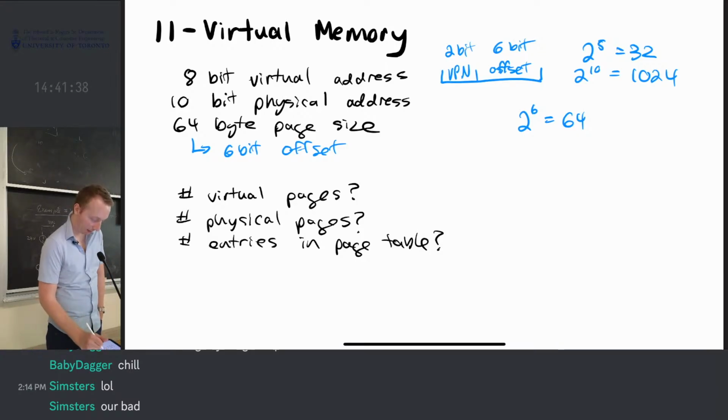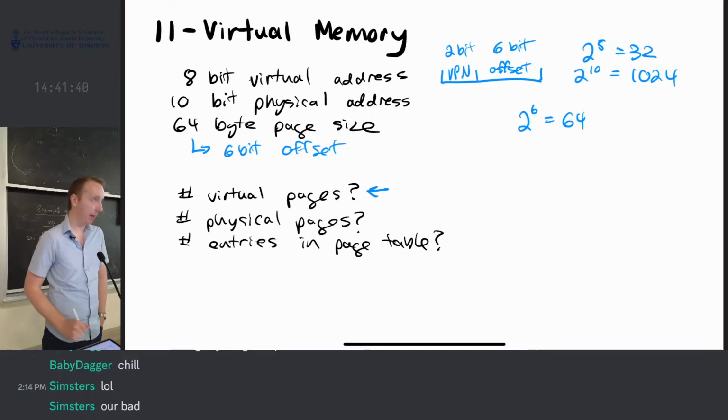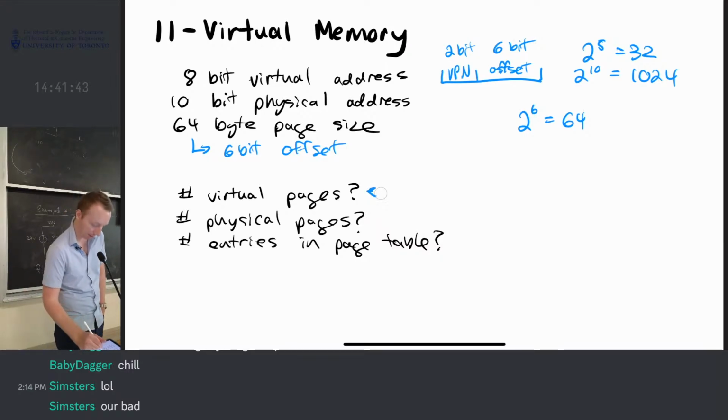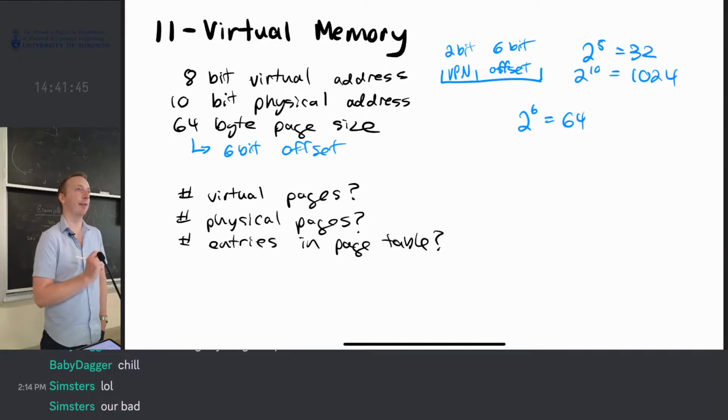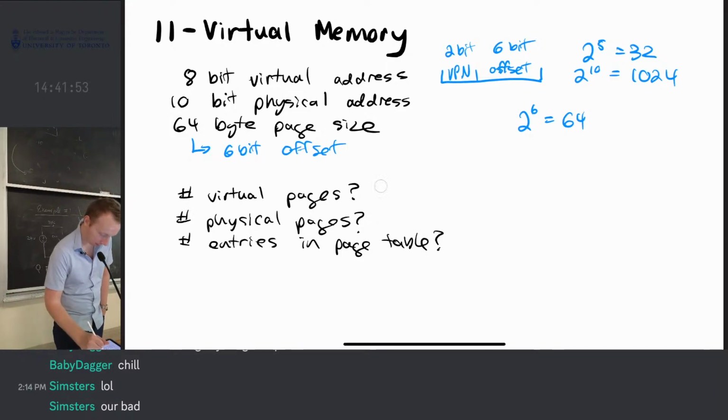So, now can I answer this question? How many virtual pages do I have? Anyone want to tell me? Yeah. 4, right? It's just 2 to the power of however many bits I need for a virtual page number. So this is 2 to the power of 2, which is 4.